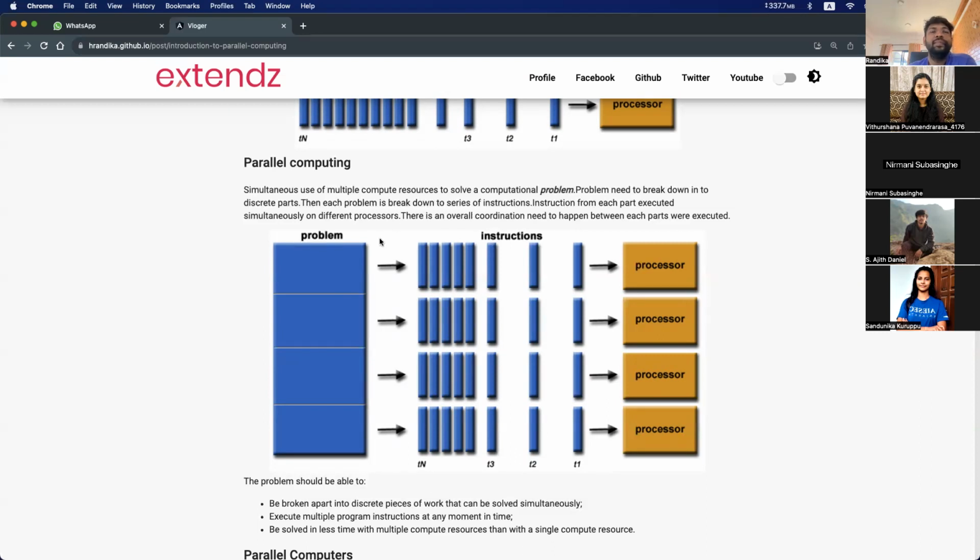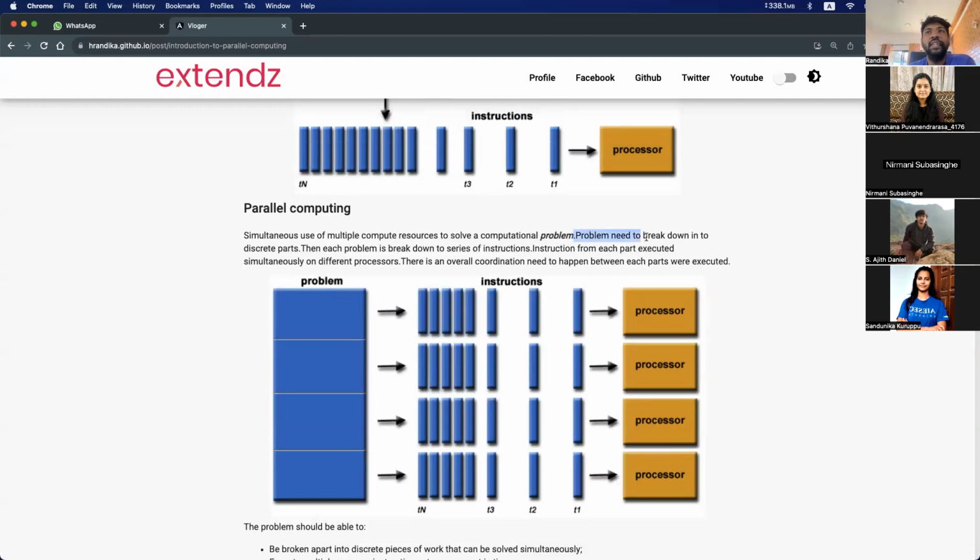So you guys can see, when we are looking at parallel computing, it is not going to be as easy as it seems in serial computing. The problem needs to break down into discrete parts. That is one of the requirements of parallel computing: the problem should be able to break down into discrete parts. If you're not able to break down the problem as a whole, then it cannot be parallelized. In this scenario, the problem can be broken down, so it can be parallelized.